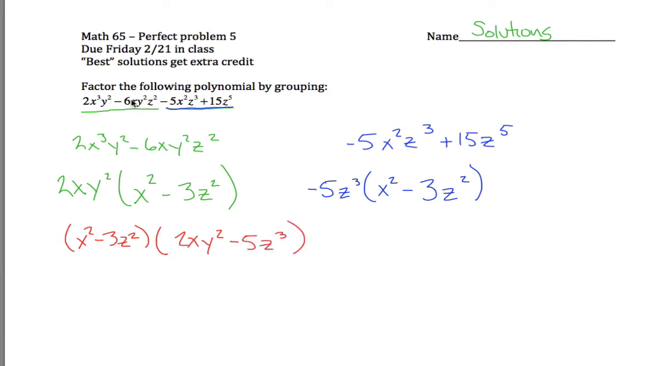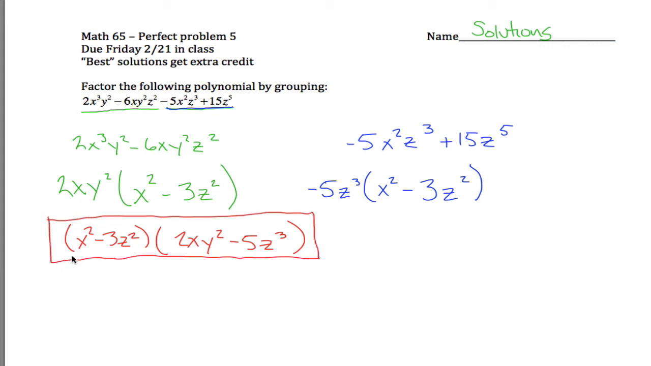So what I've managed to do is I've taken this polynomial, which was a sum of 4 terms, and I've factored it. I've rewritten it so that it's something times something else. That's called factoring by grouping, and that will be the final answer and the end of this video.